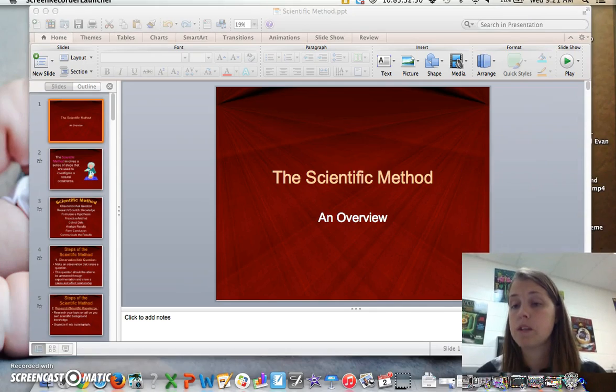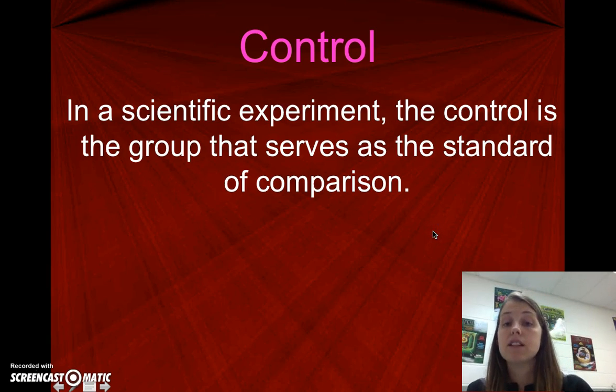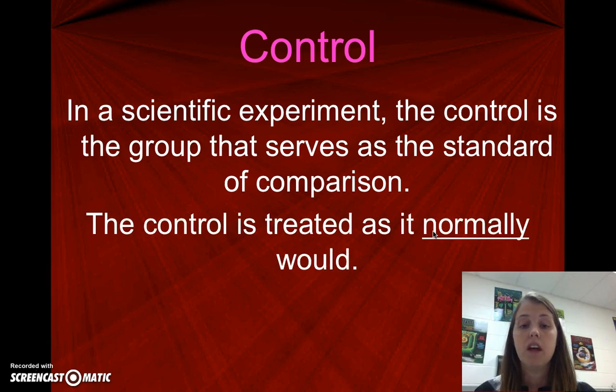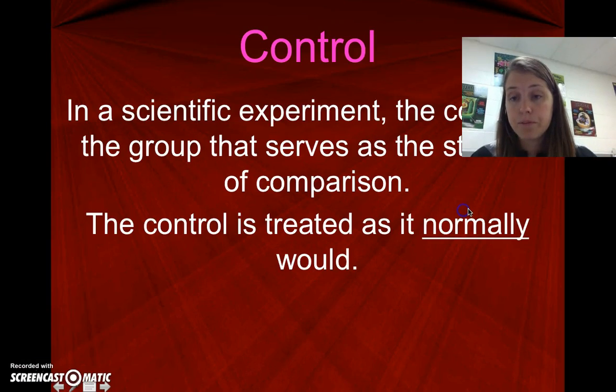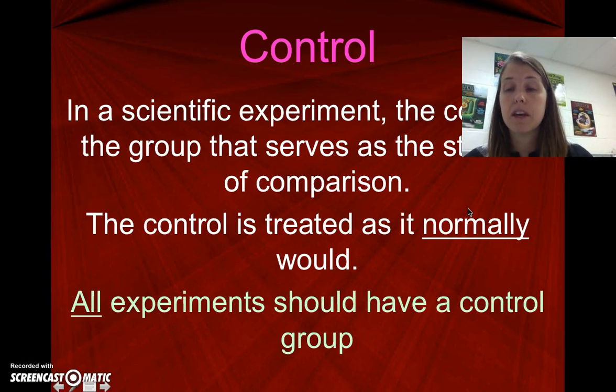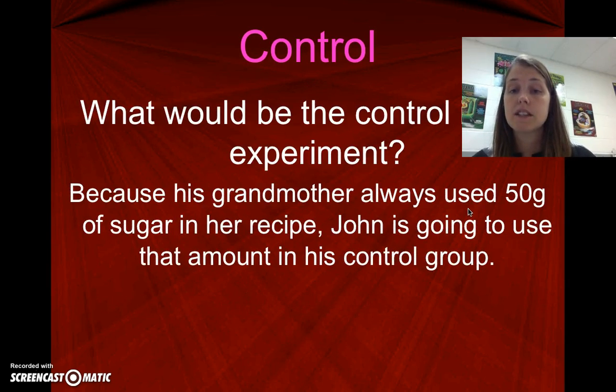So control. This is the other type of variable. In a scientific experiment, the control is the group that serves as a standard of comparison. So basically, it's the group that is treated as it normally would be treated. In this example, all experiments should have a control group or a control. And in this experiment, because John's grandmother always uses 50 grams when baking her bread, John is going to use 50 grams as his control group because that's how it normally would be when the bread is baked.